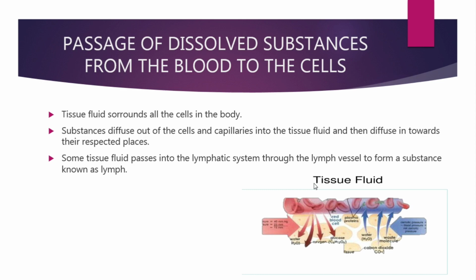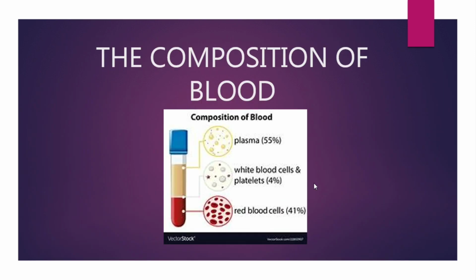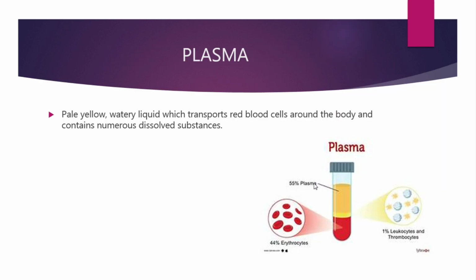So this is the passage of dissolved substances from the blood to the cells. The capillaries are surrounded by a fluid called the tissue fluid. Substances first diffuse into the tissue fluid, and from the tissue fluid they diffuse into the cells. So tissue fluid basically works as the transport medium for substances between the blood and the cells. So let's go to the composition of blood.